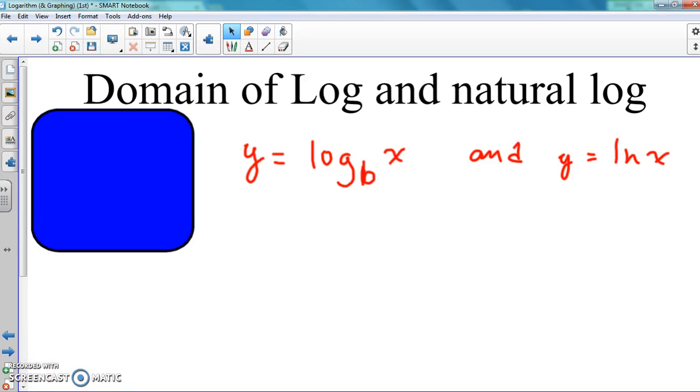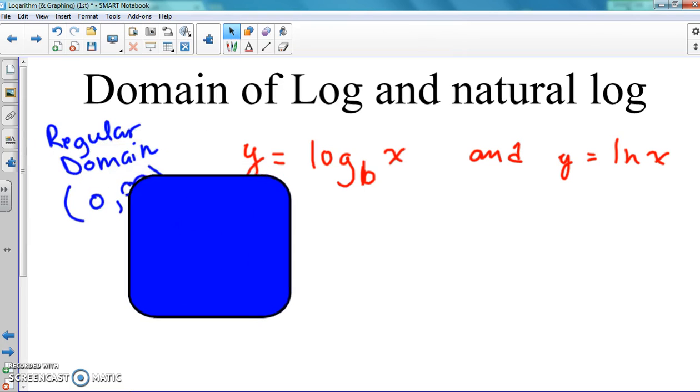Alright, so the last thing, the very last thing, is the domain of the log and natural log functions. We're not going to talk about range really right now, we're just going to talk about domain. With this, there's one big thing that we need to remember when it comes to our log functions and our natural log functions.